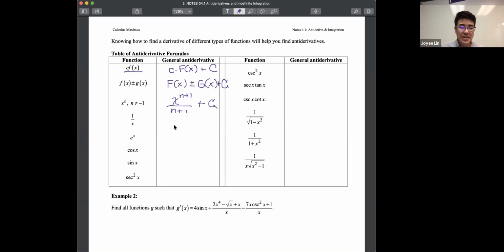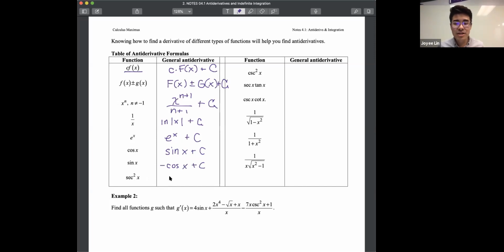What about 1 over x? ln x, good. ln x plus c. And don't forget, this one's absolute value of x. I don't think they're going to dock you for it. Absolute value of x plus c. e to the x, that's the one that never changes, right? And then this one, please have this one down because people forget the signs here. The antiderivative of cosine x is sine of x. The antiderivative of sine of x is negative cosine of x.